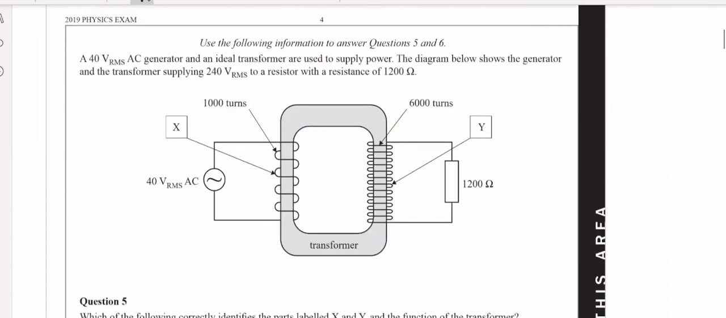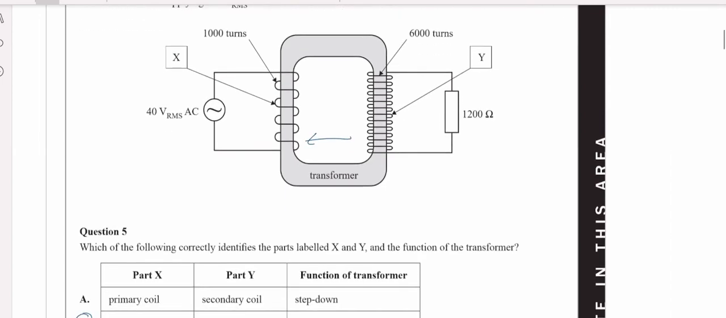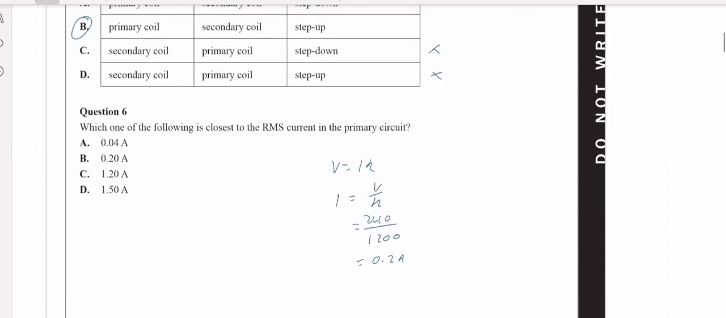And then when the current is going this way, it has the inverse of the ratio. So it's multiplied by 6 instead of divided by 6. 0.2 times 6 is 1.2 amps.